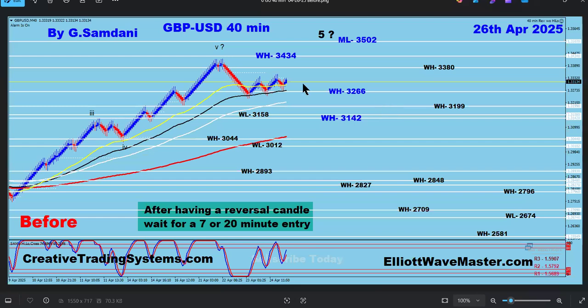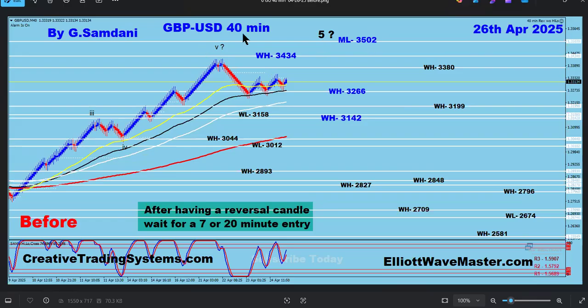Now this is the chart I made on the 26th, Saturday, the Pound USD 40-minute setup chart. This was my setup, that we're going to the upside, moving sideways, and then we're supposed to go for wave 5. The first target would be 34.34, the second would be 35.02.